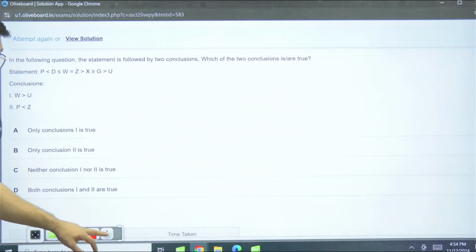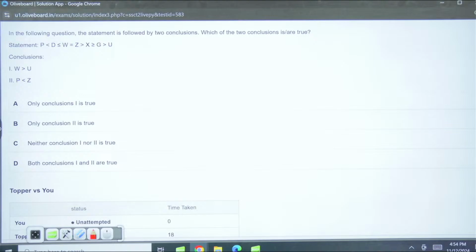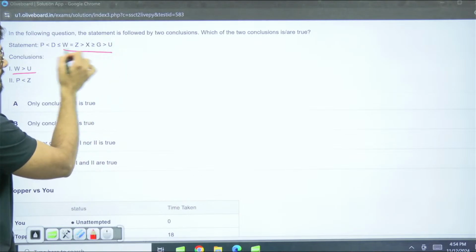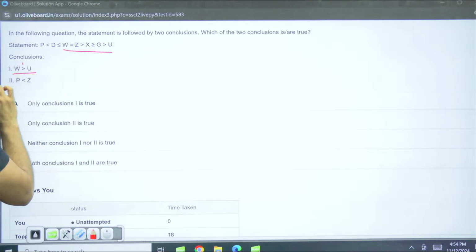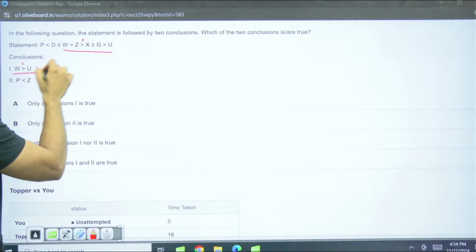The 23rd question is of the inequality. Let's see the right answer for this one. W greater than U, W to U, all symbols facing towards W. The first priority symbol is being asked, and the first is given over here. First one is the right.